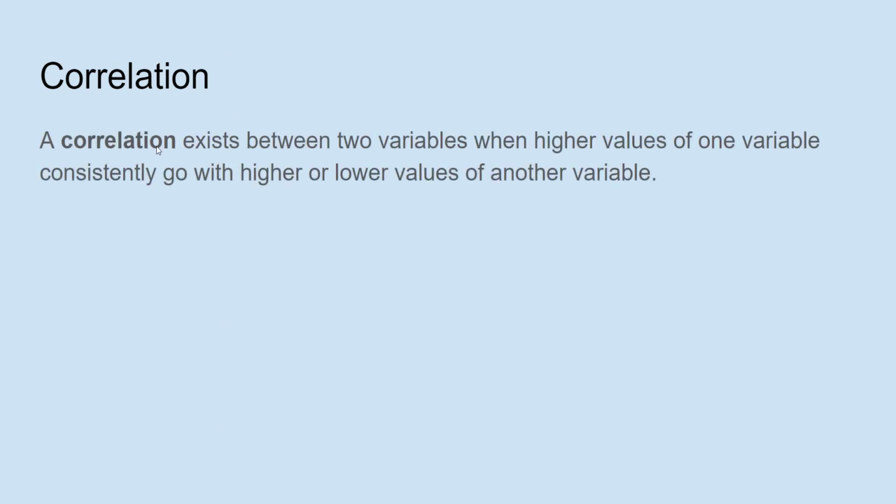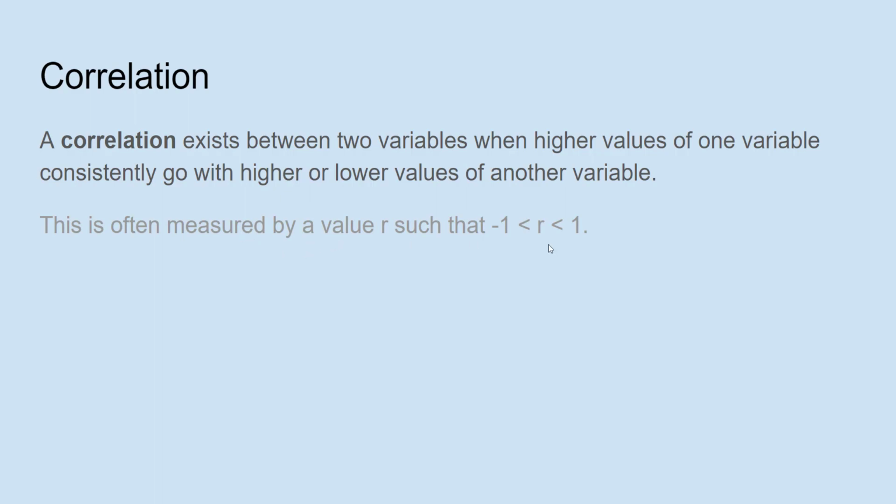To begin, we'll define correlation. A correlation exists between two variables when higher values of one variable, often the x variable, consistently go with higher or lower values of another variable. This is saying that as x increases, y either increases along with x, or it decreases.